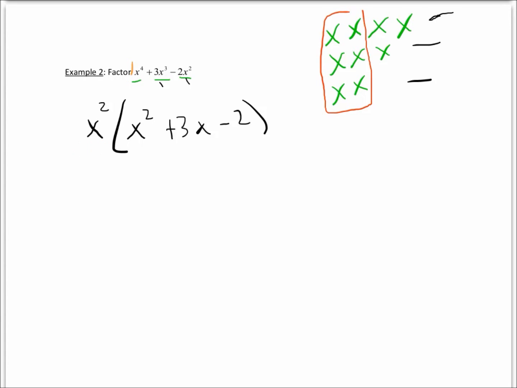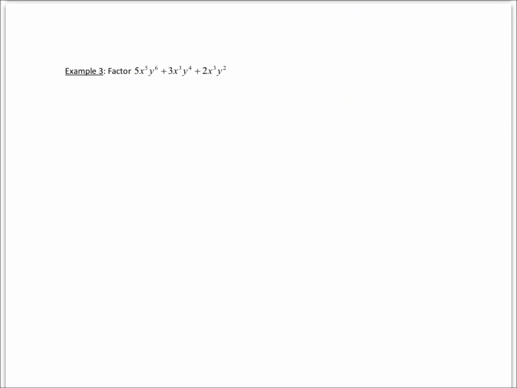The x squared was our greatest common factor because there were 4 x's, 3 x's, and 2 x's in each of the terms. Now it's time for example 3. So let's look at the numbers again. Our numbers are 5, 3, and 2. So I can't divide anything into 5 and 3 and 2. So I'm going to ignore the numbers. But I will look at the variables.